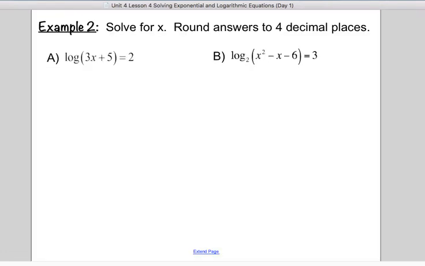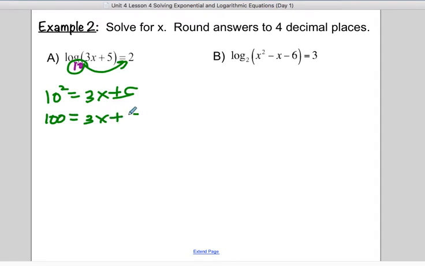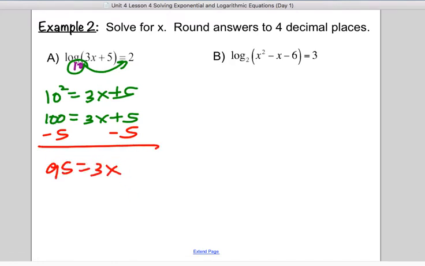Okay, all right. Example 2. Solve for x, round your answers to 4 decimals. Remember, if it doesn't list a base, the log is really base 10. I'm happy there's only one log, so I'm going to write it in exponential form. So it's 10 to the second equals my argument, 3x plus 5. 10 squared is 100 equals 3x plus 5. And now, trying to solve for x, it's just a nice linear equation: minus 5 from both sides. I have 95 is equal to 3x.